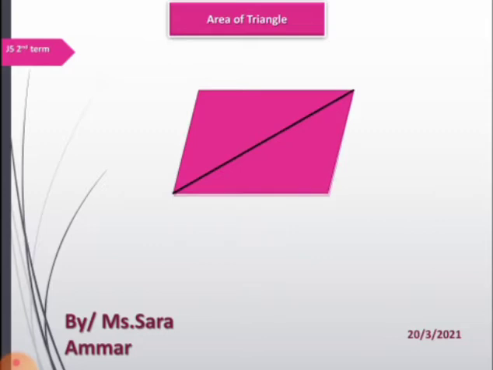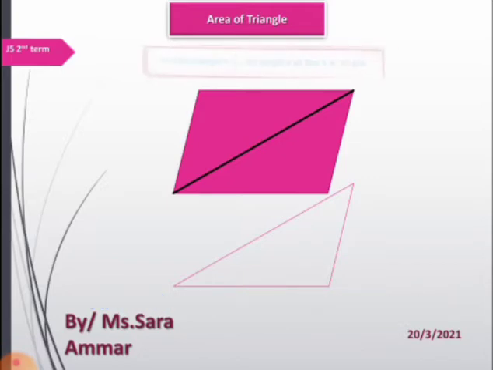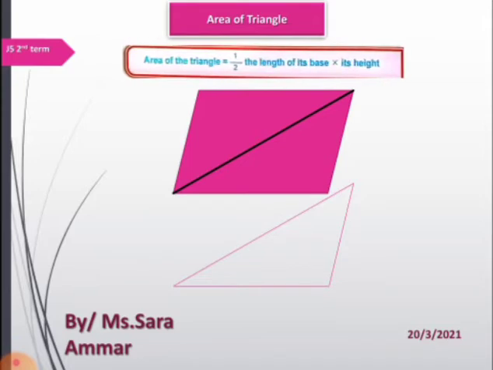Okay, each one of these triangles equals half the area of the whole parallelogram. Meaning one triangle's area equals half the area of the parallelogram. And we said that the area of the parallelogram is base times height, so the area of the triangle will be half the area of the parallelogram, meaning half the base times the height.